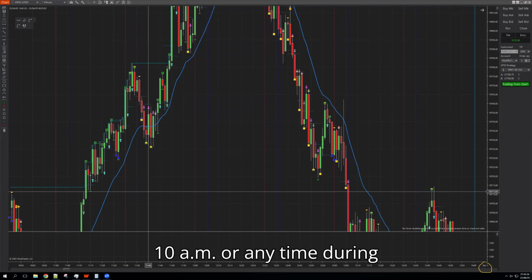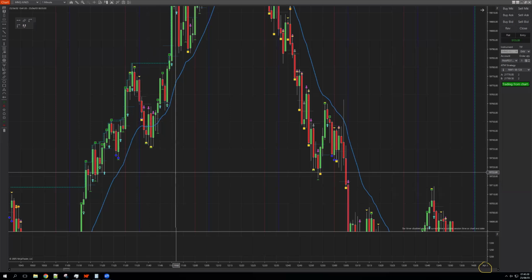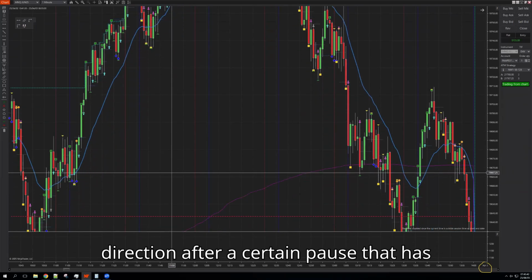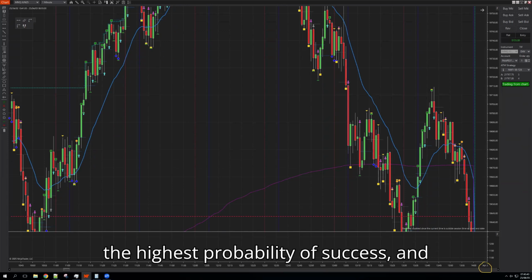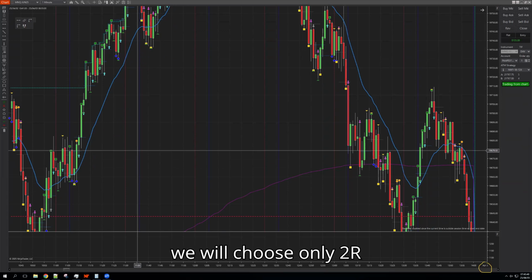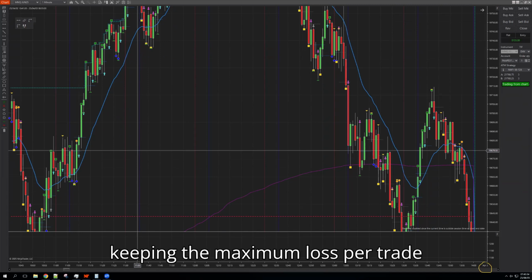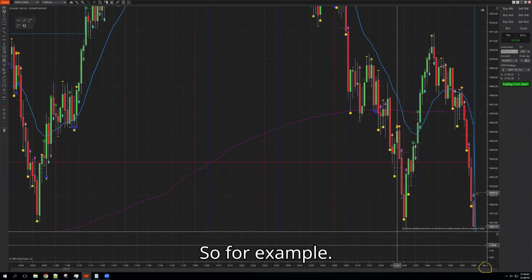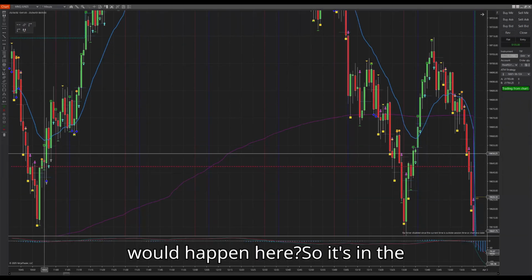or anytime during, we will look at the first signal, first or second signal in that direction after certain pause that has the highest probability of success, and we will choose only 2 hour or above kind of trades while keeping the maximum loss per trade under, let's say, $50. So for example, what would happen here?